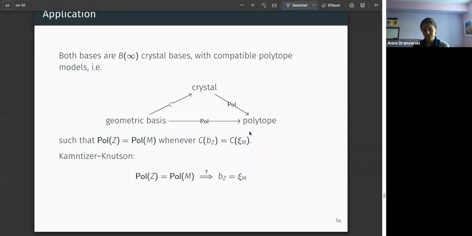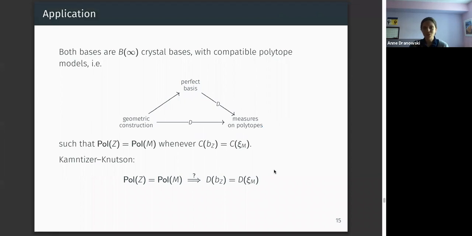But this polytope model is a very interesting model for a purely combinatorial structure because polytopes are not purely combinatorial. So Kamnitzer and Knutson asked the question, does it actually remember some extra information about these geometric constructions? Given this, can we conclude that the corresponding basis vectors are equal? Maybe that's too strong of a question, so let's ask a weaker version of this question. So they asked, what about some function of those basis vectors?